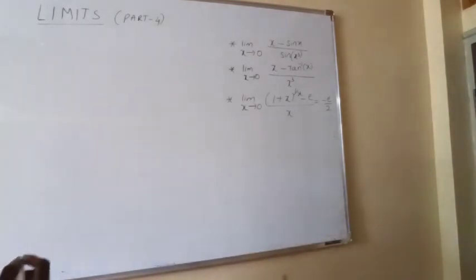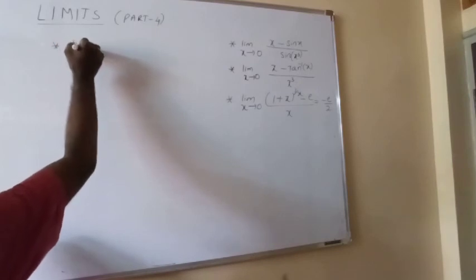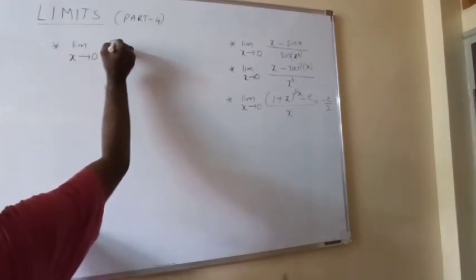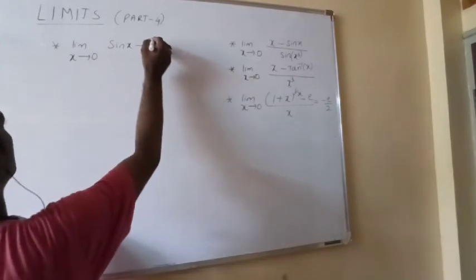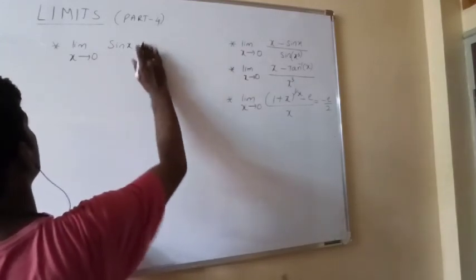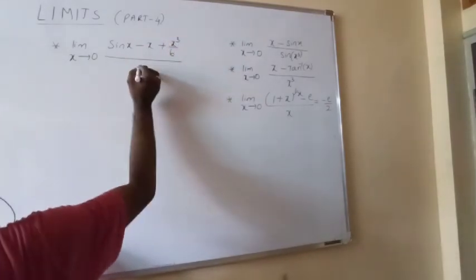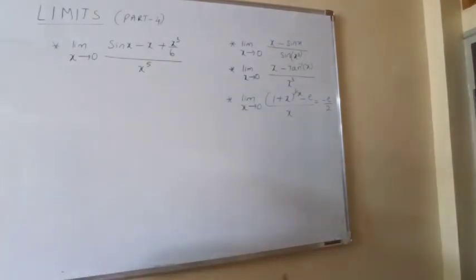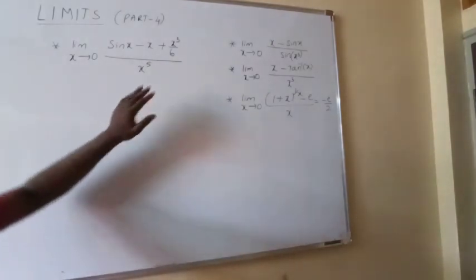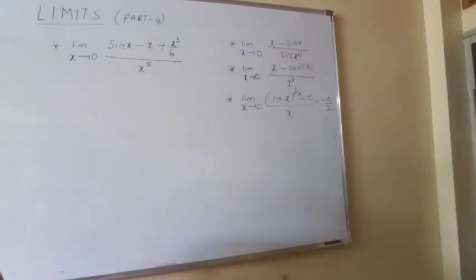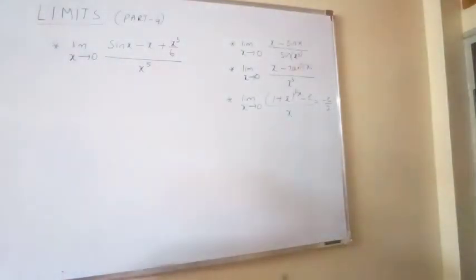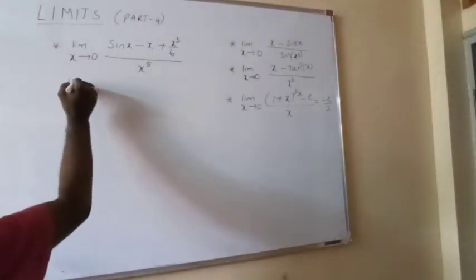what we call expansions. For example, it is given like this: limit x tends to 0, sin x minus x plus x cube by 6, divided by x power 5. So how many times do you have to differentiate? At most 5 times you have to differentiate. If you are able to differentiate 5 times easily, you can differentiate. But for this problem I am suggesting use expansions. So if you use expansions, what will you get?